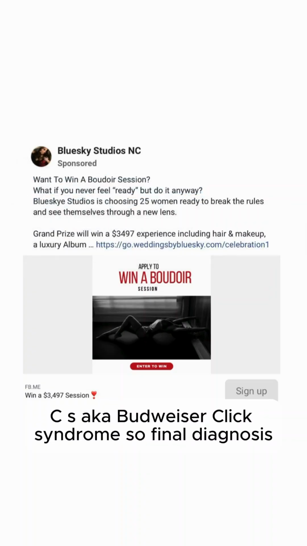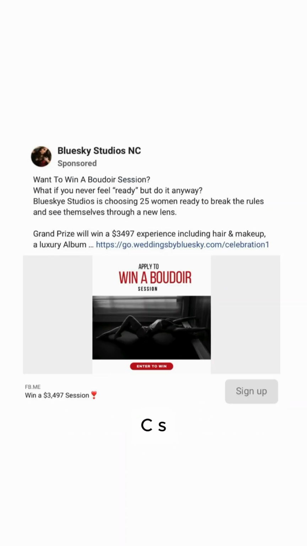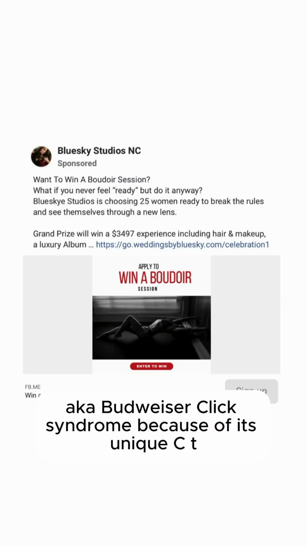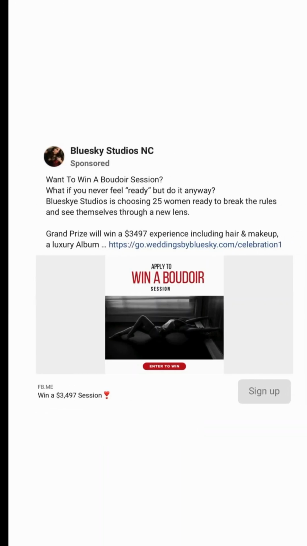So final diagnosis, yes, I do believe this Boudoir Facebook ad has BLCS, aka Boudoir low click syndrome, because of its unique CTR all less than 6%.